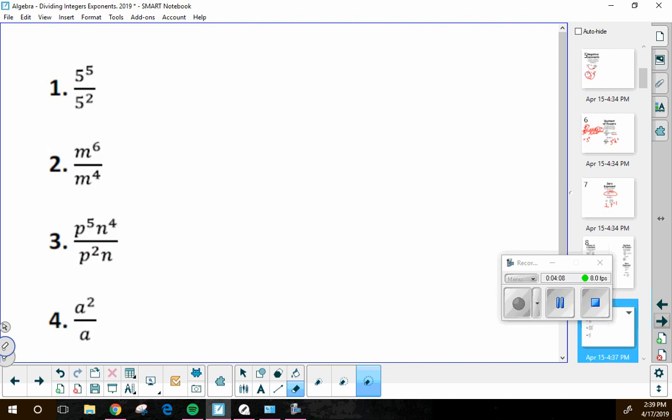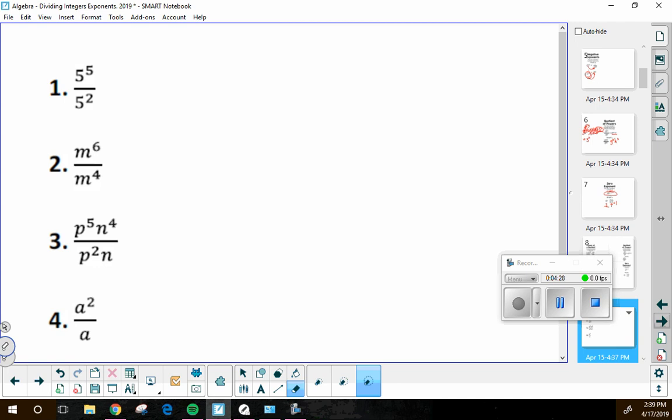So, in 5th period, I thought I was going to let y'all work on your own through these examples and then check each other's answers, but that didn't work out well, so I think it's just going to be better if I work each of these with you. Okay, so this is 1, 2, 3, and 4. It's in the upper right-hand side of your foldable.